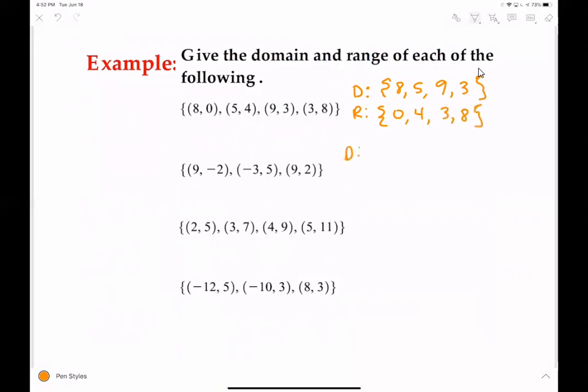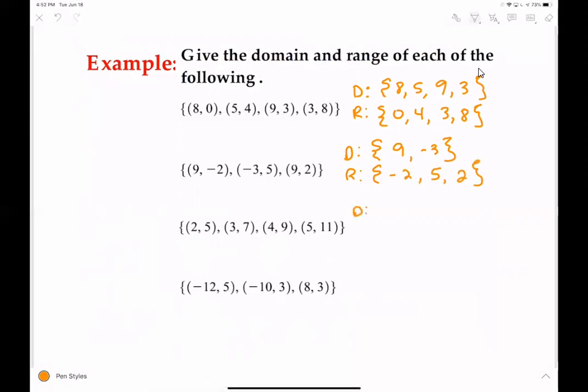Our second example, our domain will be 9 and -3. Notice I did not repeat the 9. Then our range will be -2, 5, and a positive 2. These little squiggly lines don't look a lot like what we have here, but we refer to this as set notation.